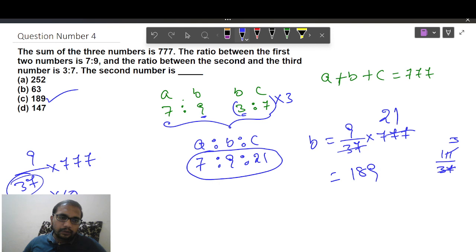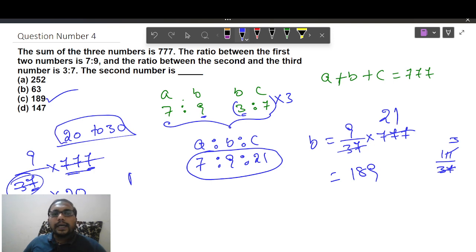37 into 10. Will you get this number? No. Into 20. Yes, near. Into 30, not possible. That means 37 cancels between 20 to 30 times. 7 into how much is equal to 7? Only 1. That means the unit digit must be 1. Your answer must lie between 20 to 30 and the unit digit is 1. So how many times cancels? 21 times. 9 into 21 is equal to 189.